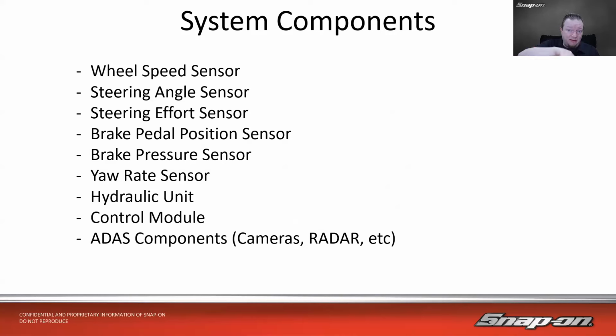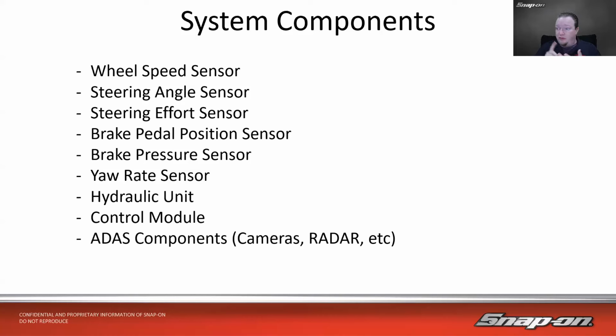Steering effort sensor, so am I steering it quickly and with a lot of force, or am I just going very lightly? Brake pedal position sensor, because it's not really a brake light switch anymore. It's more of a pedal position sensor. I'll actually show a picture in a little bit. Brake pressure sensor, so it knows the pressure in the brake fluid. Yaw rate sensor, which senses the back and forth of the vehicle. Hydraulic unit, which is of course the pump and the solenoids and everything that actually makes the brakes pump. The control module that controls it all, and also ADAS components, as we said, are fed into this as well.